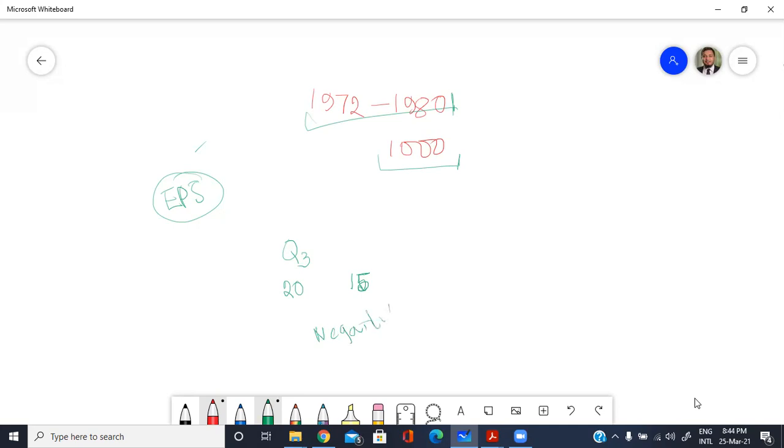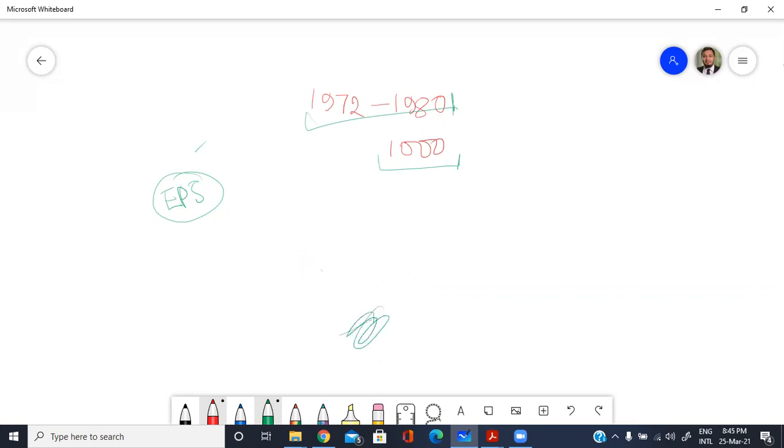And at the same time, there can be a situation when there will be a positive surprise. Here there is no surprise. Here there is a positive surprise.